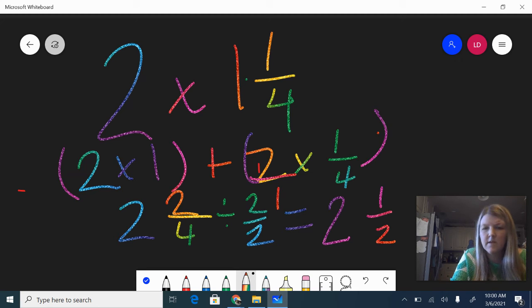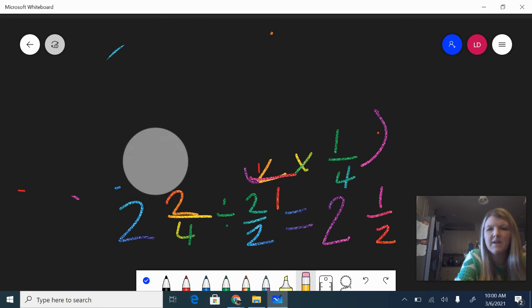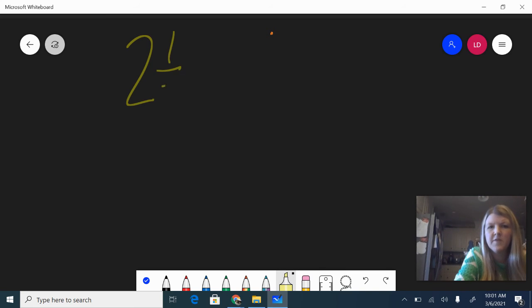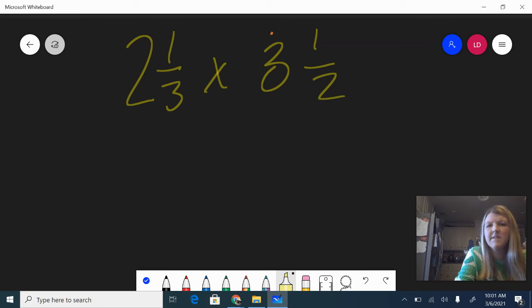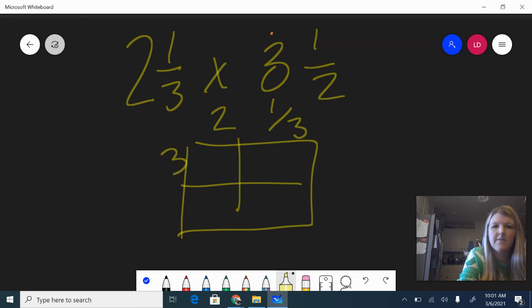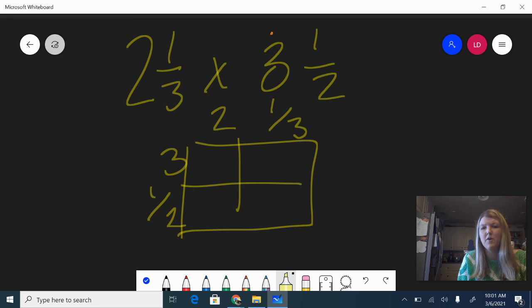And I'm probably not going to have time to do this one, but if I had, let's say I had 2 and 1/3 times 3 and 1/2. This one, I'm going to have to make sure that I multiply all parts. So setting up an area model can help with this. So that would make that 2 and 1/3 here, and then 3 and 1/2 here. So then I have to multiply 2 times 3, 3 times 1/3, 1/2 times 2, and then 1/2 times 1/3. So I have to multiply all parts.